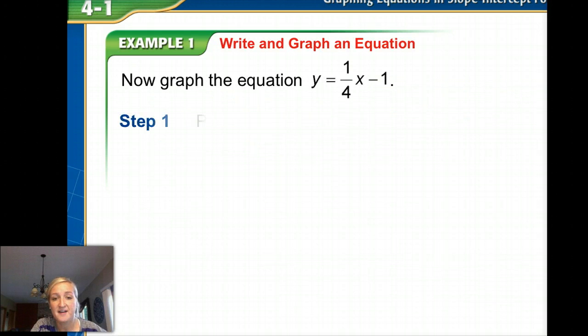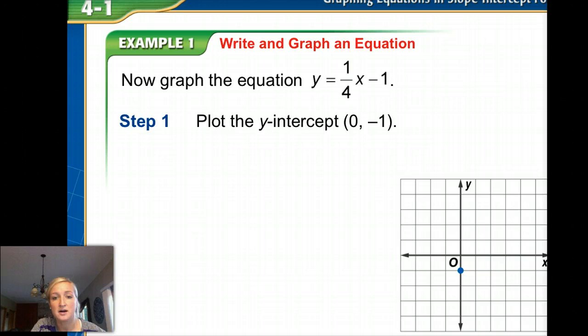Now to graph it, we need to first start with our y-intercept, which is -1. So on the y-axis, I'm going to plot -1. That's where my graph starts. So you always start with your y-intercept.